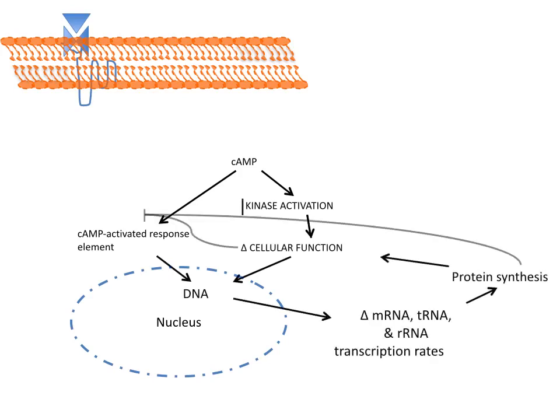The change in cellular function and the cyclic AMP activated response element both go to the nucleus. This change in the nucleus leads to an increase in mRNA, tRNA, and rRNA transcription rates, all of which lead to an increase in protein synthesis. It's this increase in protein synthesis that leads to a greater change in cellular function, which will then inhibit the cyclic AMP signaling cascade.